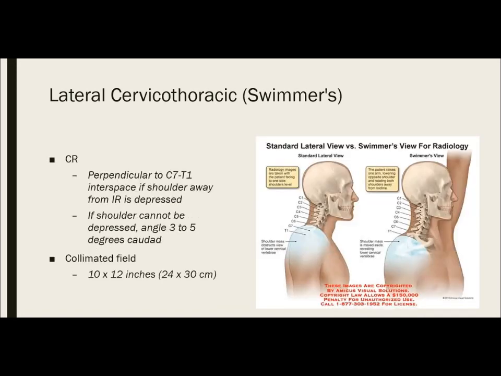Our central ray for this one is going to be perpendicular to the C7-T1 interspace if the shoulder away from the IR is depressed. If the shoulder can't be depressed enough, you want to angle your central ray 3 to 5 degrees caudad. Then our collimated field for that one would be a 10 by 12. Most patients you will need to angle the tube though for this position because they're not able to depress the shoulder down enough.